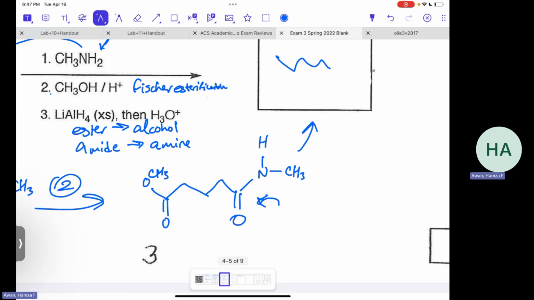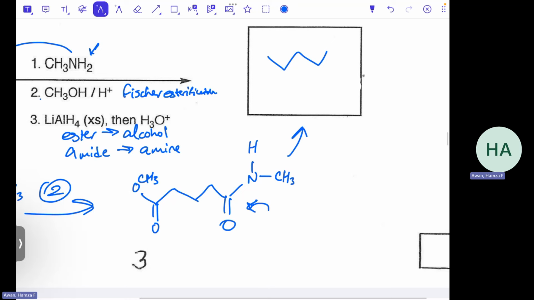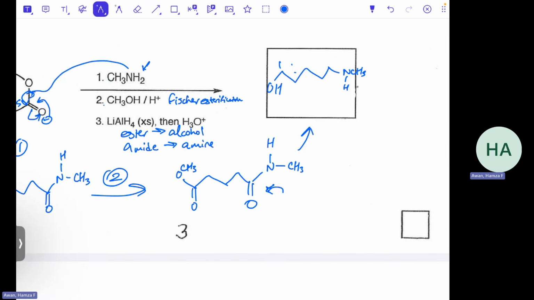So we're going to have our 5 carbon molecule. Wow, that was bad. 5 carbon molecule. And then on one of them, we're going to have our NCH3 bonded to an H, NHCH3. And then on our second one, we have our OH. Or wait, no, OH, like this. So that they're both on carbons 1 and 5.